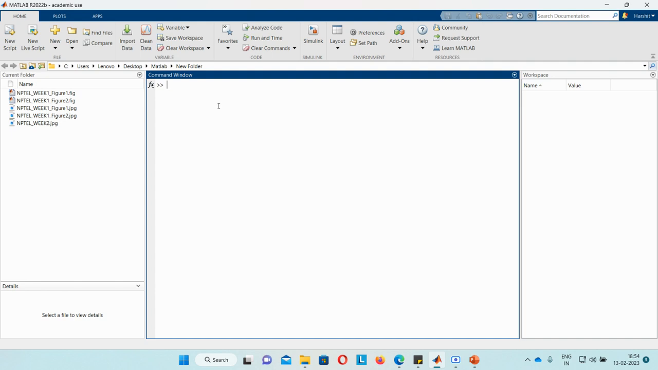If you guys have MATLAB software, you can also open it. We will start in a couple of minutes. I'm waiting in case any one of you wants to code side by side, and is opening the MATLAB software on their PC or laptop.